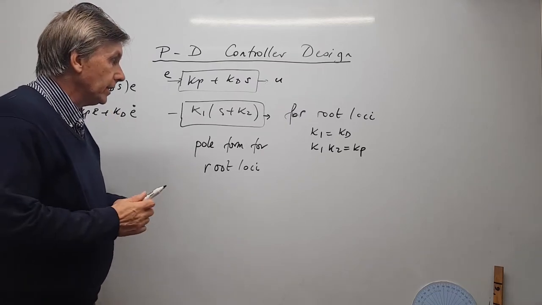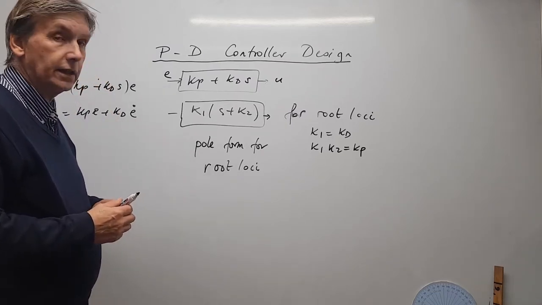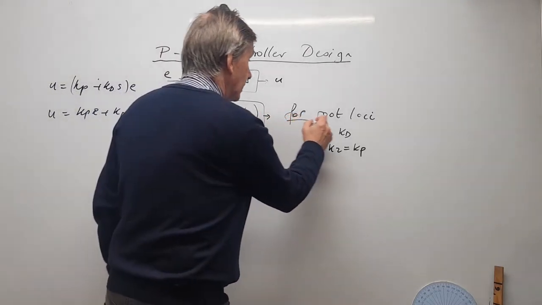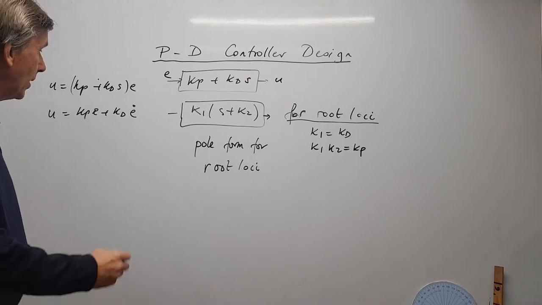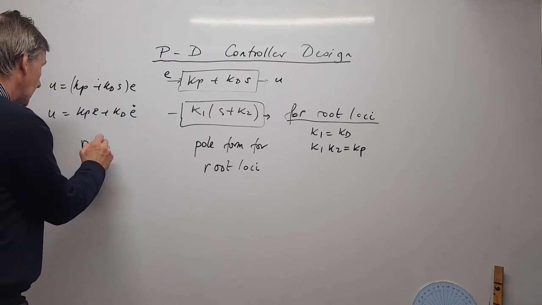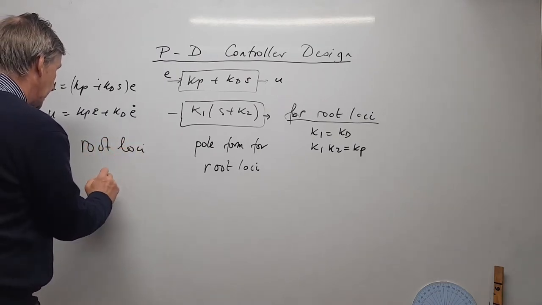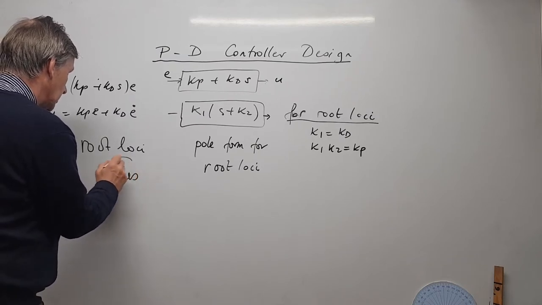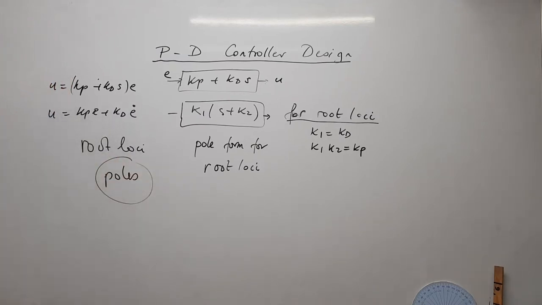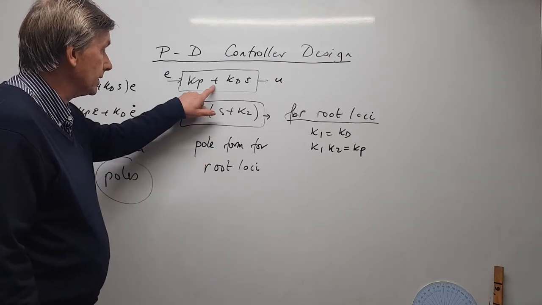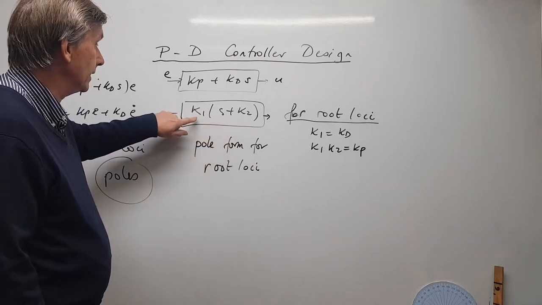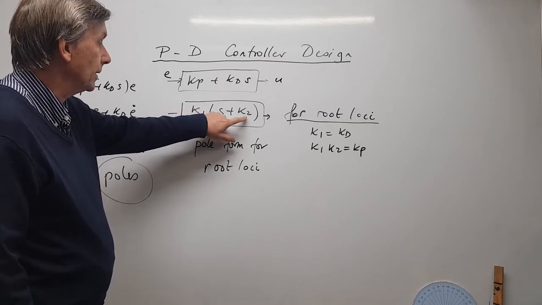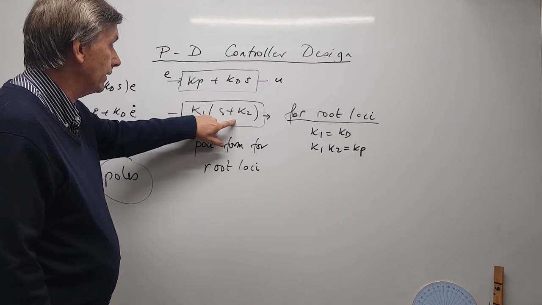The design technique that we're going to use for the designs is a root loci design. Now root loci likes poles. It's all done in poles, rather than in time constants or anything else. So we have to rewrite this in some pole form. I've rewritten it as K1 S plus K2.